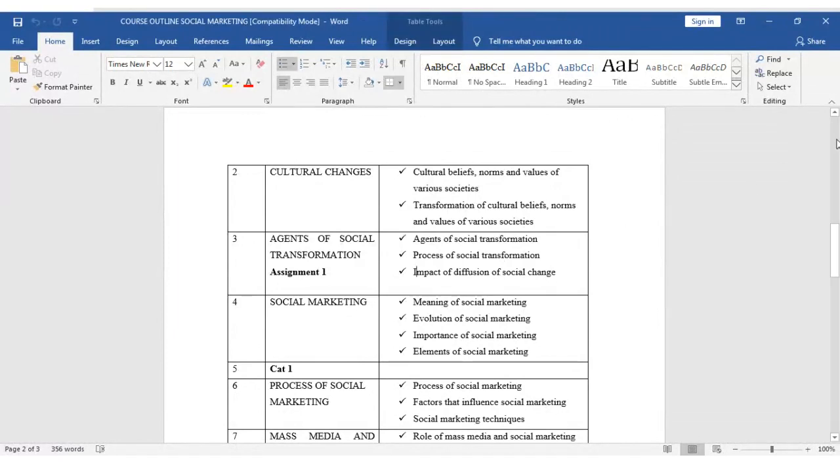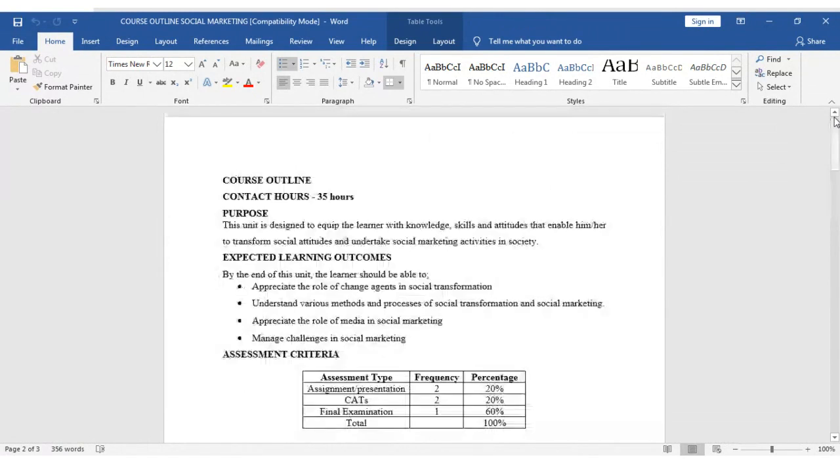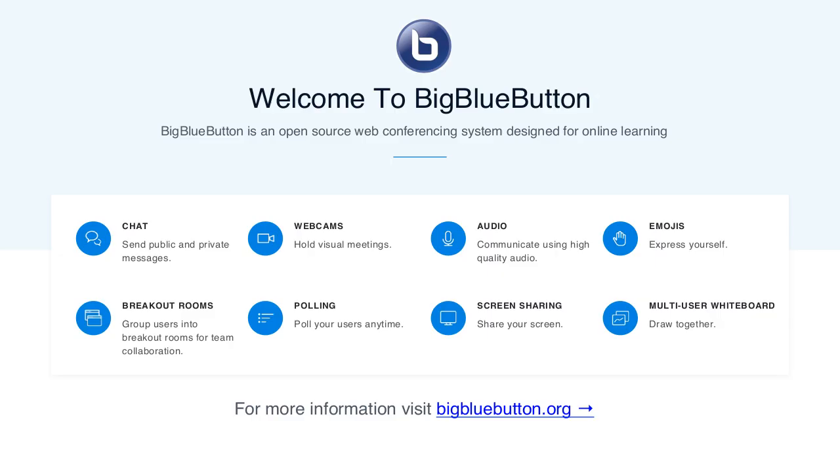So, the unit is social marketing and transformation. So the first topic that we'll be going through is the introduction to social marketing and transformation. Here we shall be giving the definition of terms. What is social transformation? What is the rationale in this?